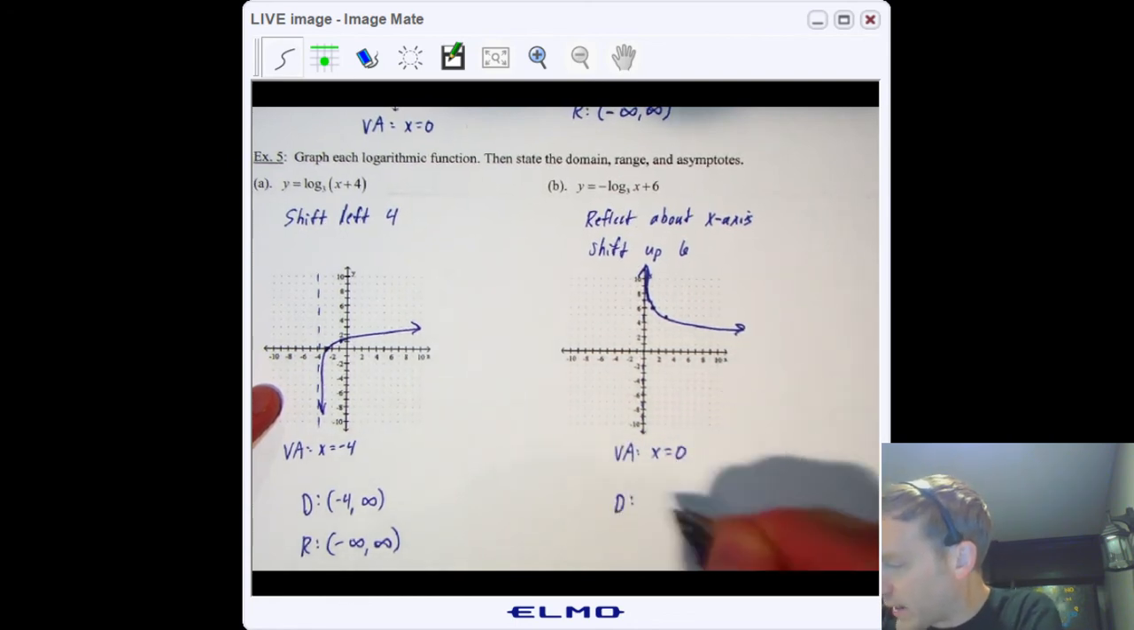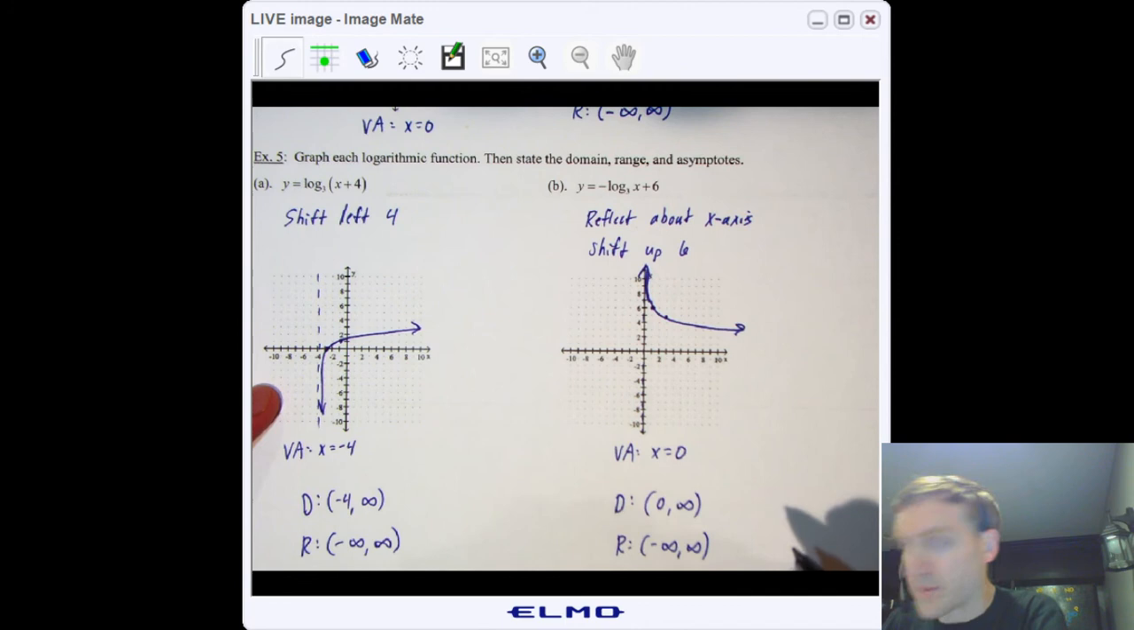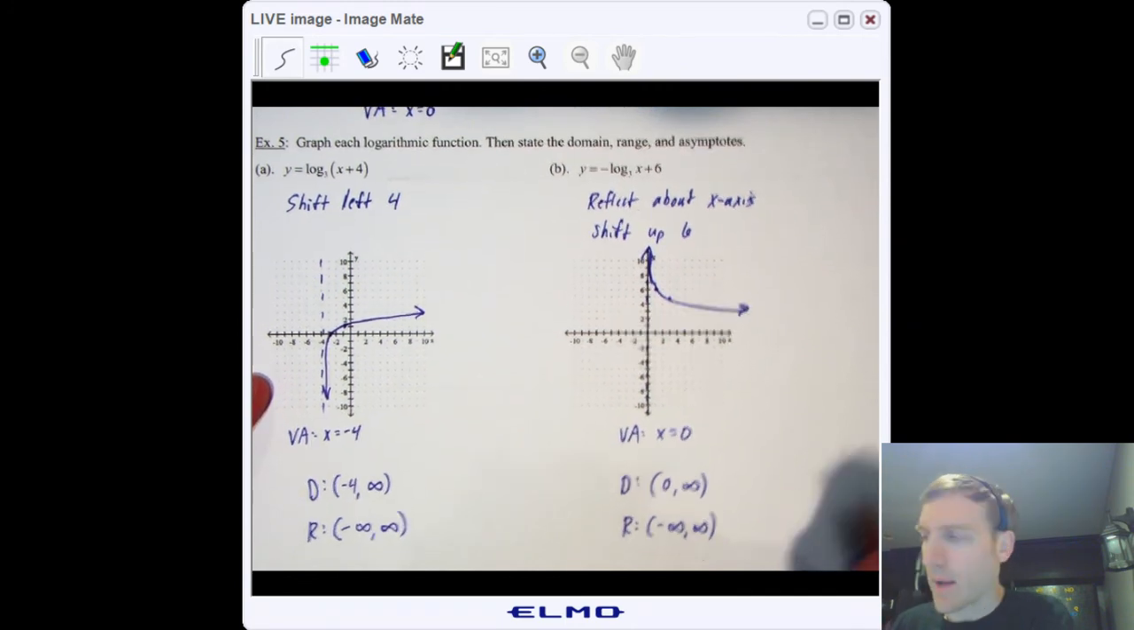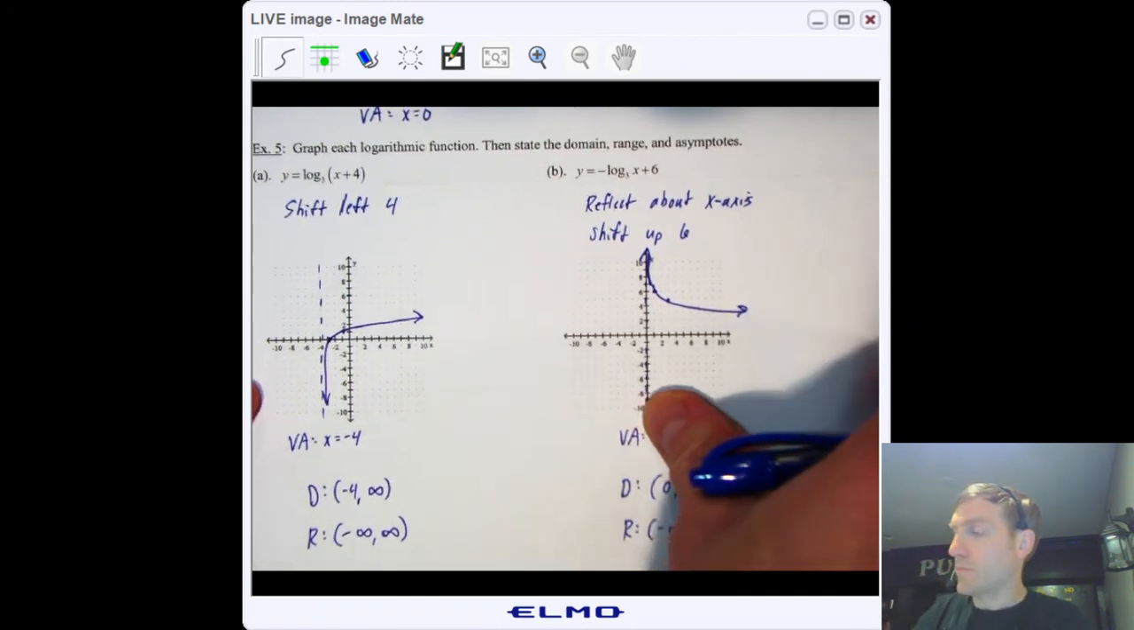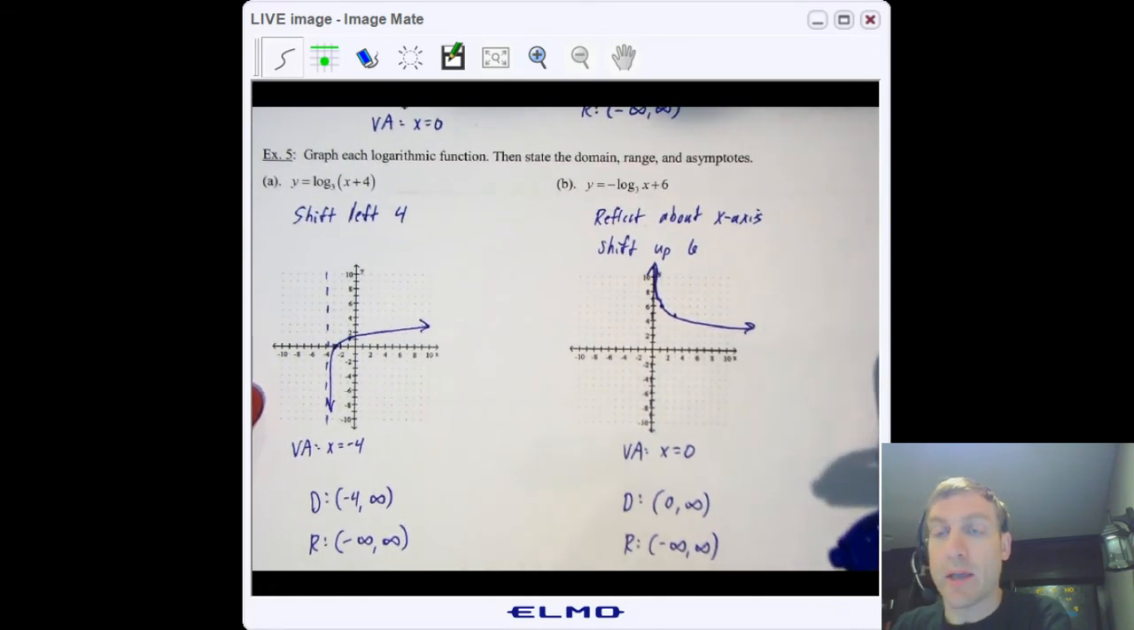So the domain of this graph doesn't change. It's still 0 to infinity. And the range is still all real numbers. Okay, so that is it for our second lesson. We did 2 things here today. We evaluated logarithms and we practiced graphing log functions.